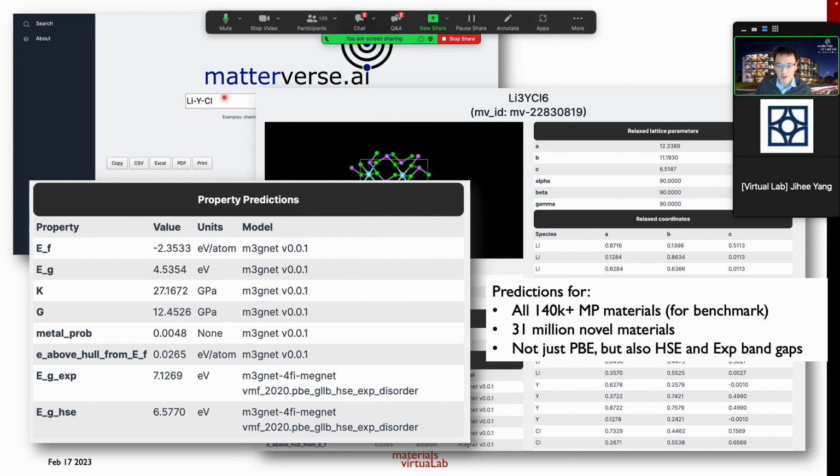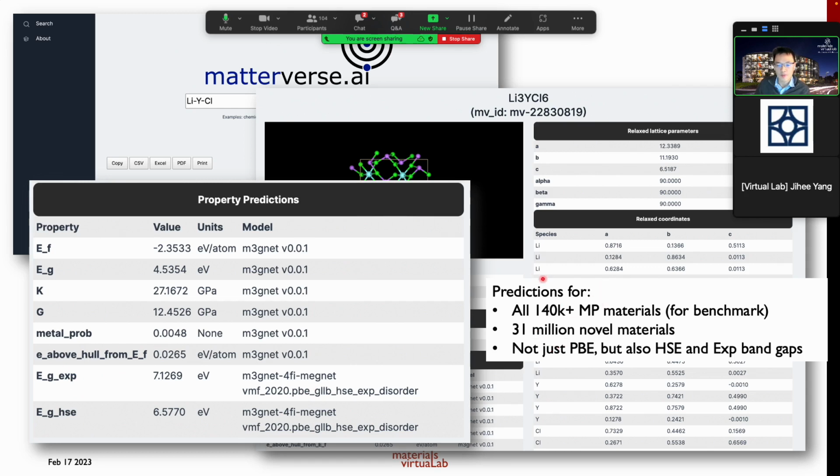You can do any kind of searches. You can look at the crystal structures. And other than the relaxed crystal structure, you can get the formation energy, the band gap, the bulk and shear modulus predictions. I would note that uniquely among databases, okay, so most of the databases out there, you see the predicted DFT band gap, right? We actually predict the experimental band gap. So in other words, using our multi-fidelity M3GNet models, we can give you a prediction for the experimental band gap of a material, okay?